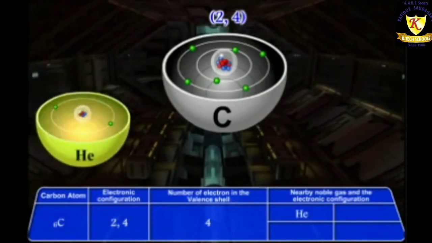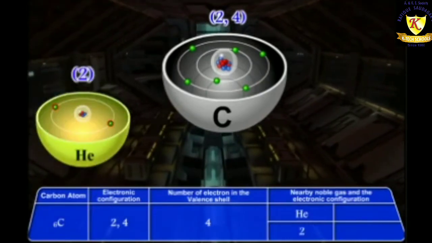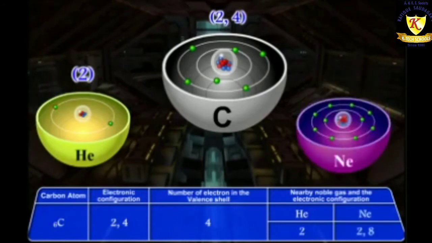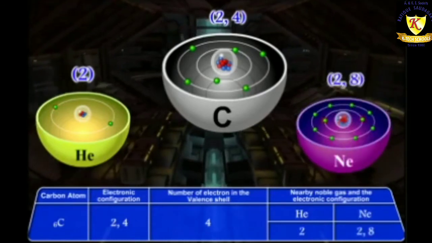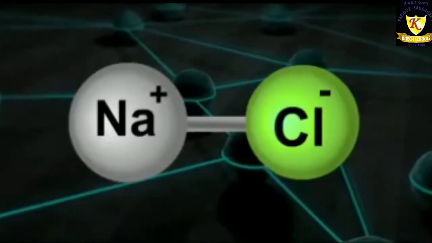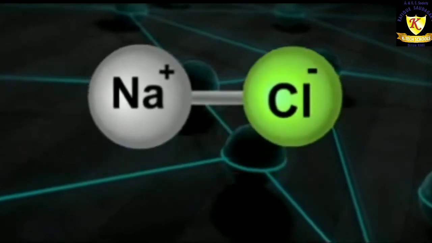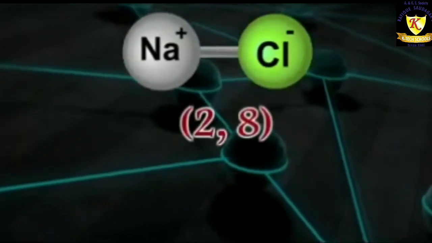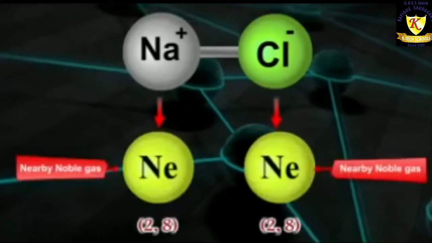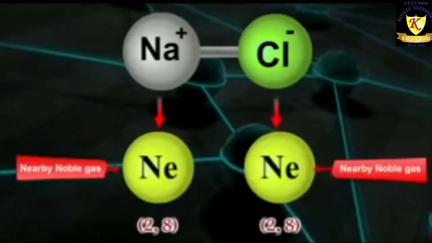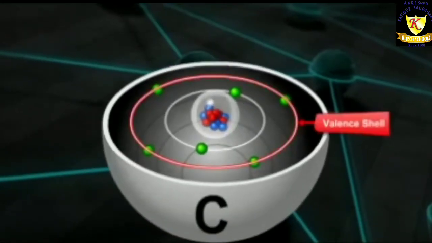Nearby noble gases are helium, 2, and neon, 2, 8. This is the electronic configuration. You have seen that the driving force behind the formation of a bond by an atom is to attain the stable electronic configuration of the nearby noble gas and obtain such stability.